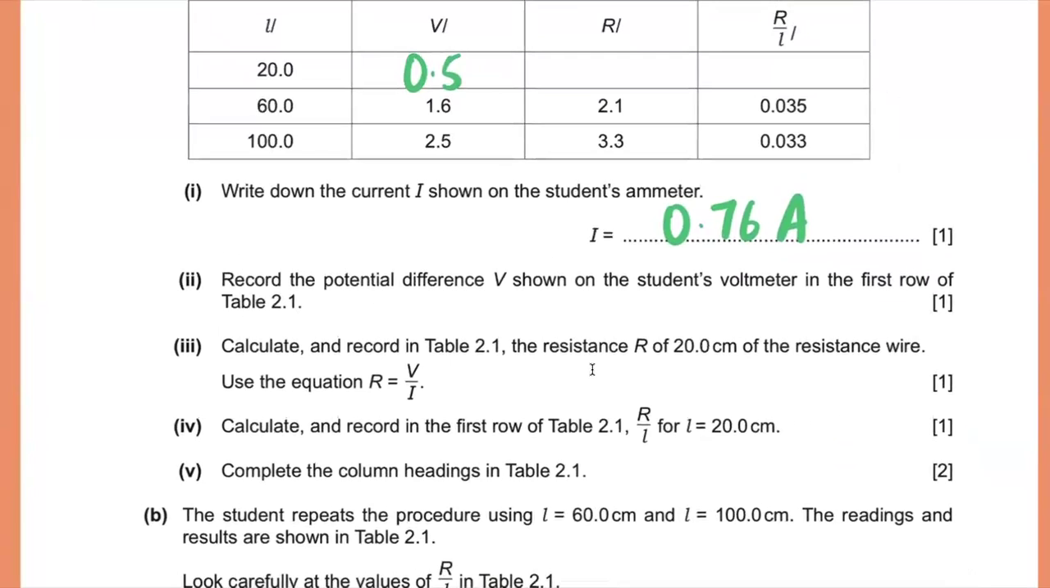So use R equals V over I. So I just do 0.5 divided by 0.76. Turns out to be 0.66, right? So I can write it to 0.66.